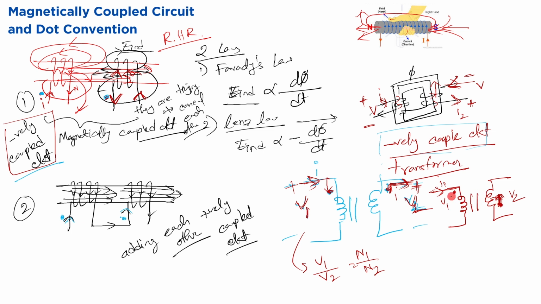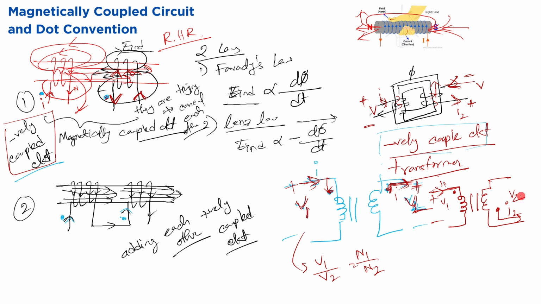Sorry, I have done the wrong thing. If the current is going in the primary side, current will go out from the secondary side. So the direction of I will be this. This is I1 and this is I2. So this is positive and negative.